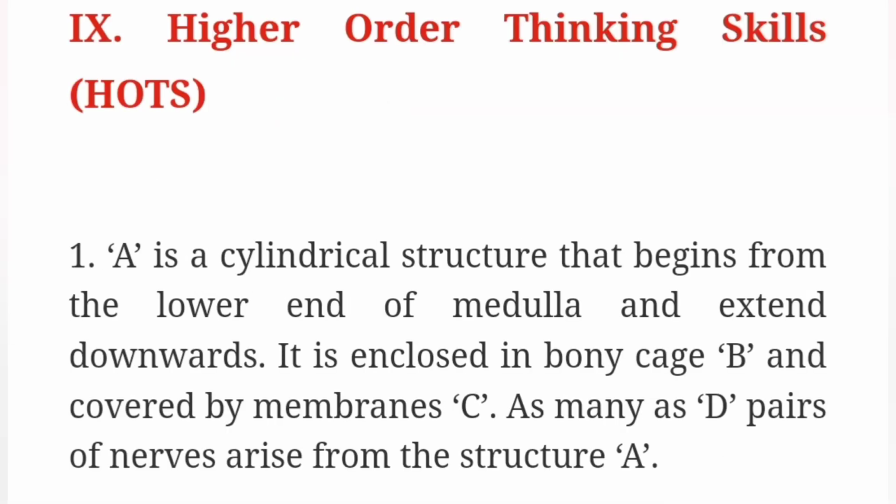Ninth, Roman letter, higher order thinking skills, HOTS. First question. A is a cylindrical structure that begins from the lower end of medulla and extends downwards. It is enclosed in a bony cage B and covered by membrane C. As many as D pairs of nerves arise from the structure A.